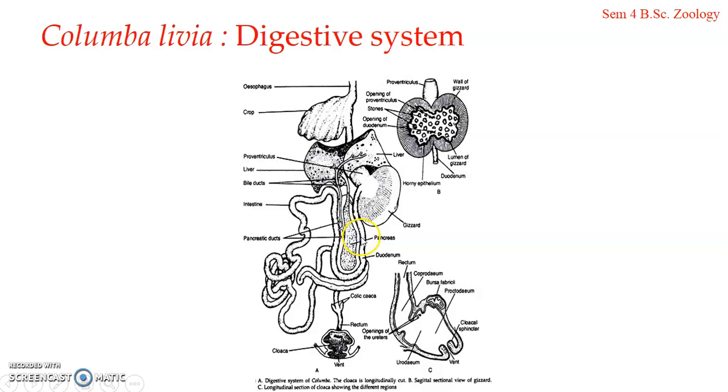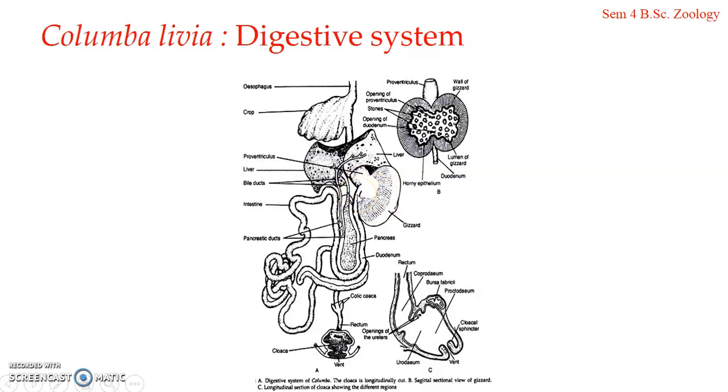Duodenum arises from the dorsal side of the gizzard. You can see here, right? It starts from the dorsal side of the gizzard, so that the pyloric opening of the gizzard into the duodenum lies close to the cardiac opening. So this is the proventriculus, and this is the gizzard, right?